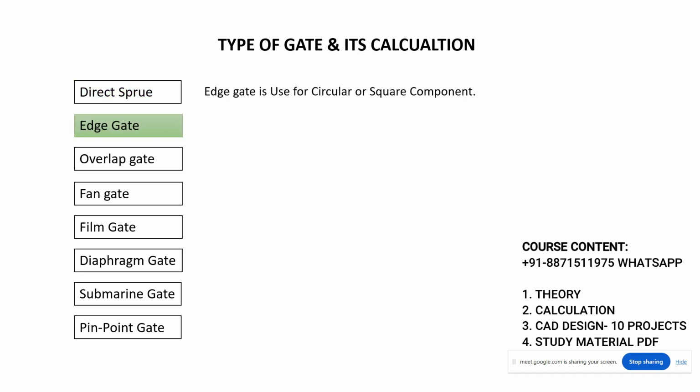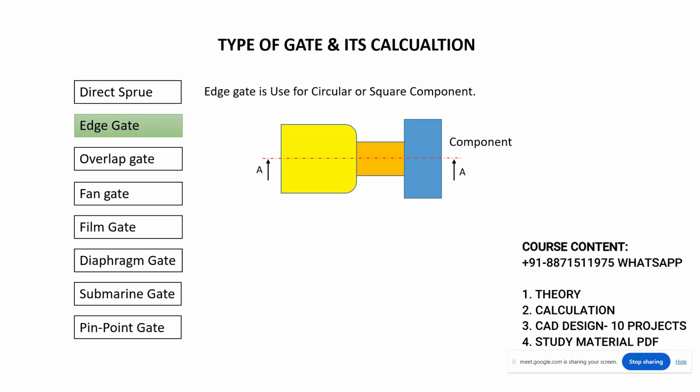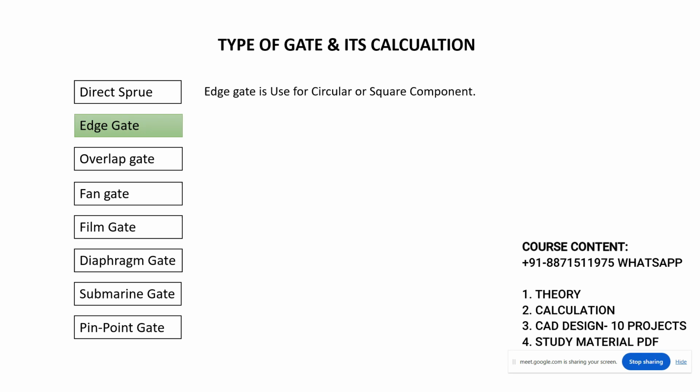Acha, we have discussed the edge gate here. Where can we use the edge gate? The edge gate is used for circular or square components. Now again I am telling you one thing: the selection of the gate also depends upon the customer.